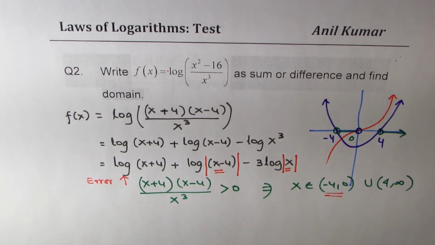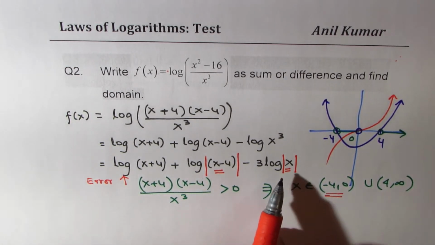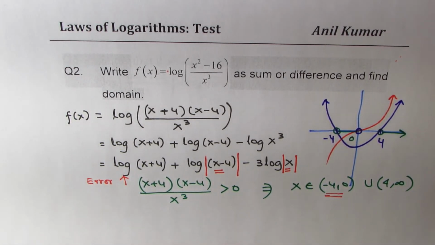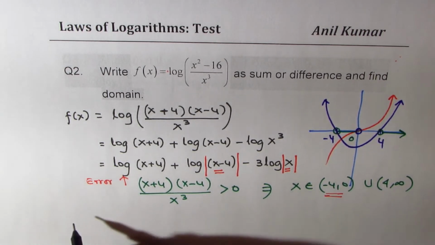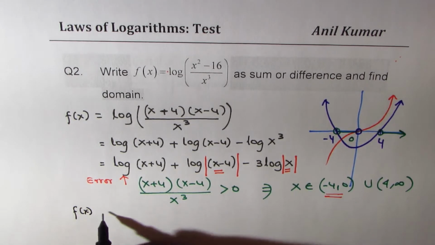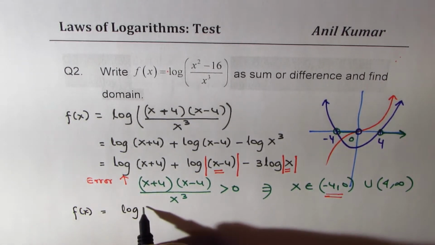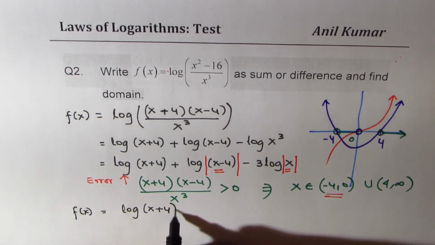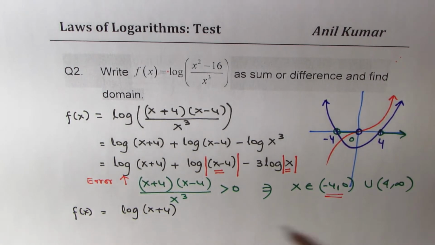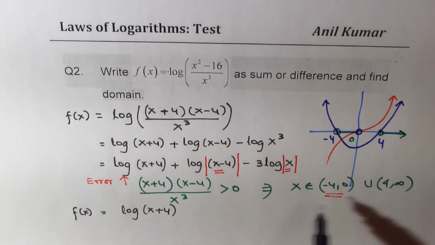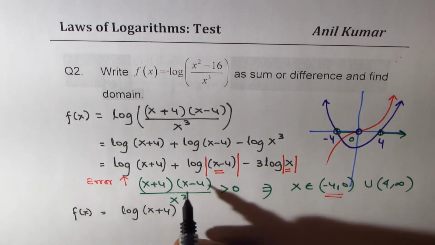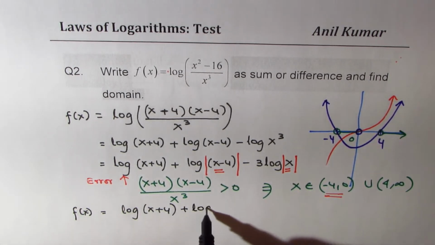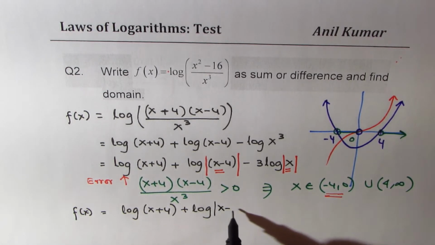You get the idea, right? So we have to place absolute values on this. Now you get the right answer, and so our answer should be f of x equals log of x plus 4. No need to write absolute value here since the domain is, this is always positive in the given domain, right? Plus log of absolute value of x minus 4.